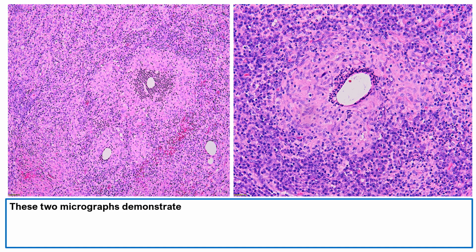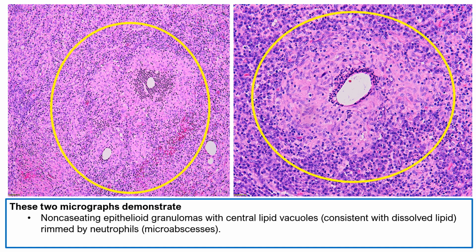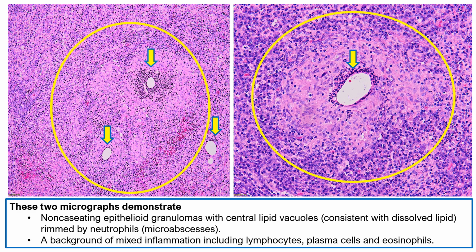These micrographs demonstrate non-caseating epithelioid granulomas with central lipid vacuoles consistent with dissolved lipid rimmed by neutrophils, microabscesses. A background of mixed inflammation including lymphocytes, plasma cells, and eosinophils.